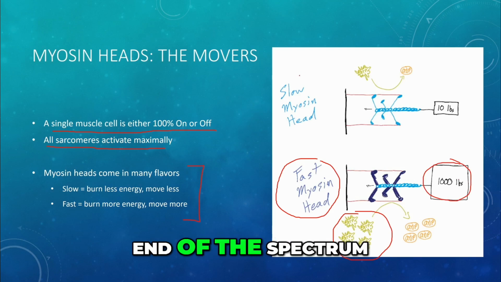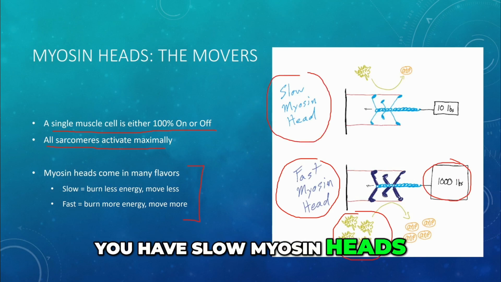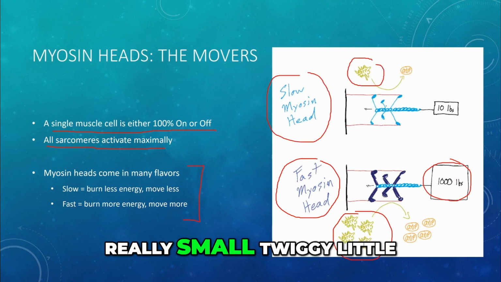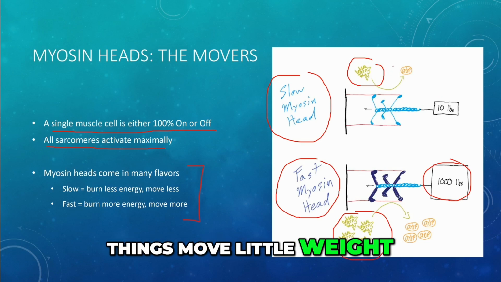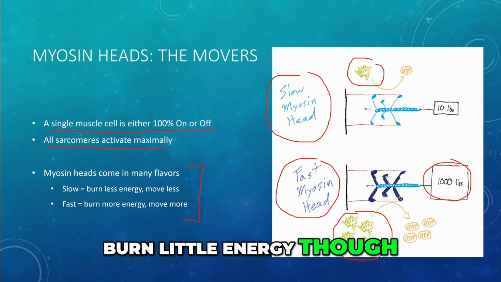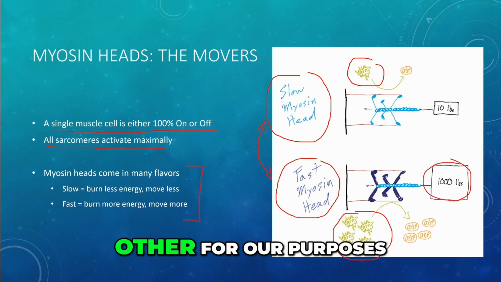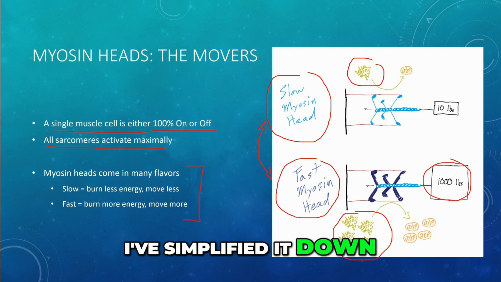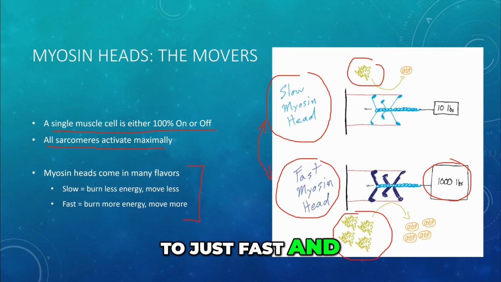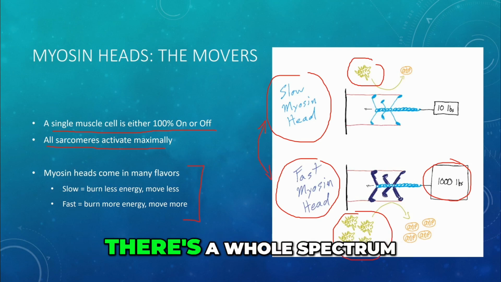And on the other end of the spectrum, you have slow myosin heads, which are the opposite. Really small, twiggy little things, move little weight, burn little energy though. And in between these two is a whole spectrum. So for our purposes, I've simplified it down to just fast and slow, but in your mind, you should understand that there's a whole spectrum.